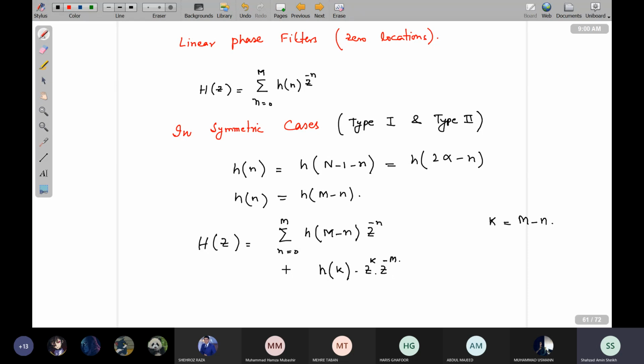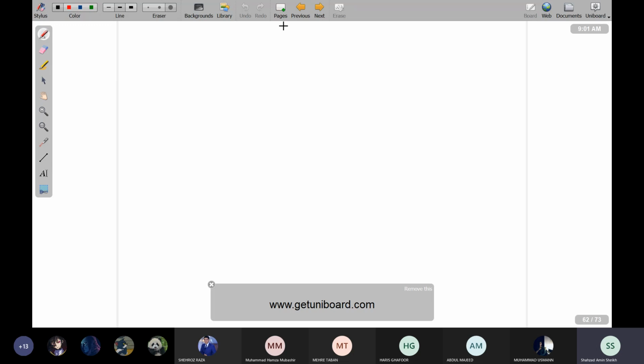And the summation will be, when n is equal to 0, k will be equal to m, and when n is equal to m, k will be equal to 0. So that's the situation, and I can further write this equation as h of z will be equal to, just bringing this z to power minus m out because that's independent of that summation, the sum from k is equal to m to 0 of h of k z to power k. Now let's look at this.